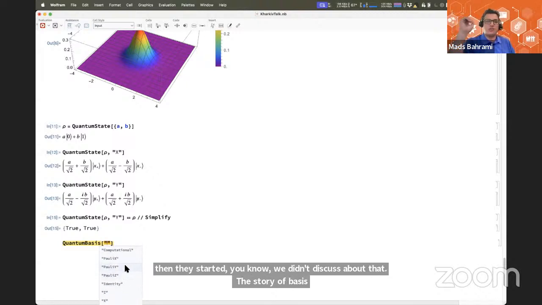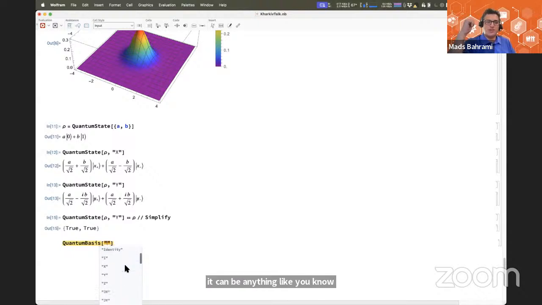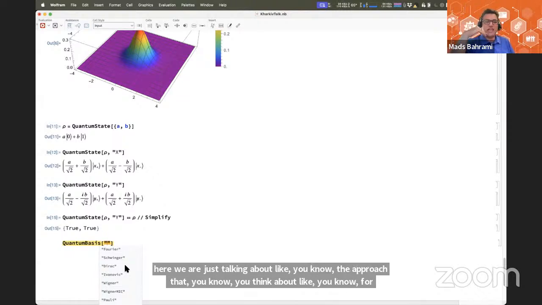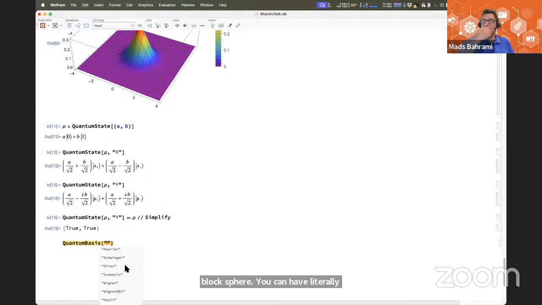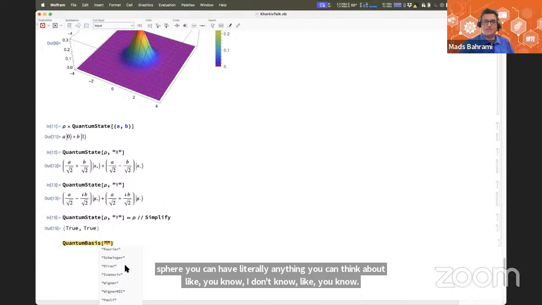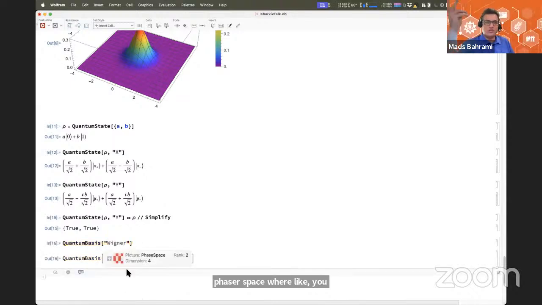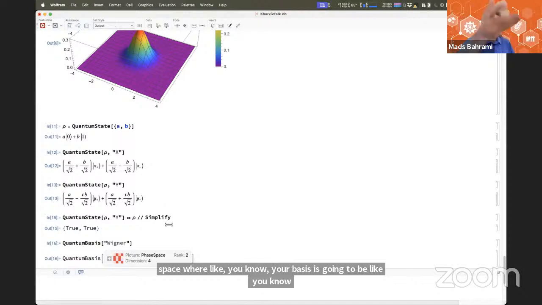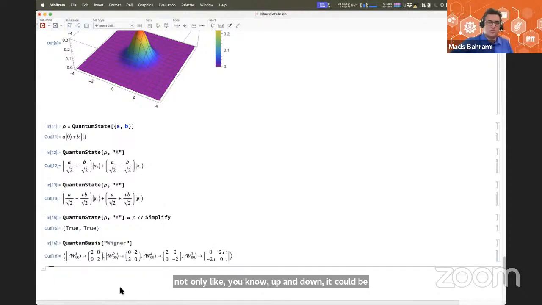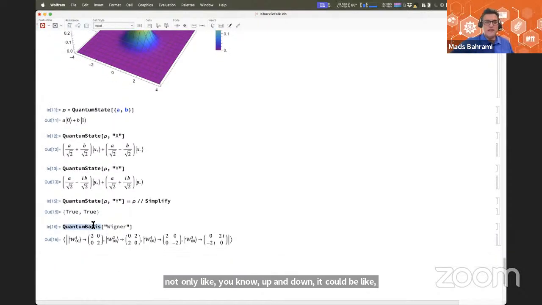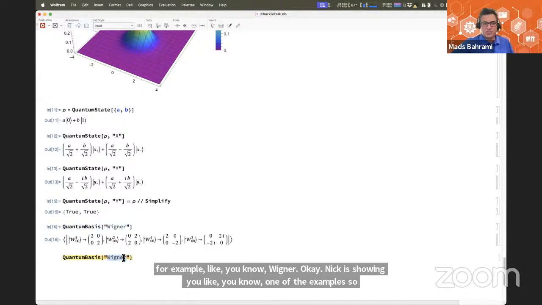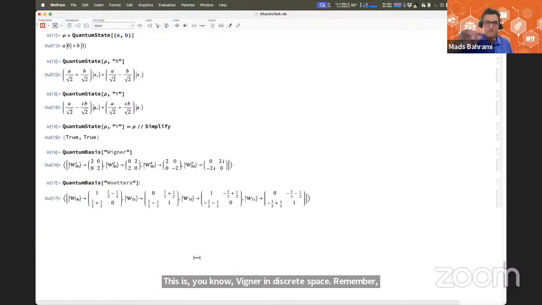Here we are just talking about the approach where you think about, for example, your Bloch sphere. You can have literally anything. You can think about phase space, where your basis is not only up and down. It could be, for example, Wigner. Nick is showing you one of the examples. So this is Wigner in discrete space. Many of you remember Wigner in continuous space. This is Wigner in discrete space.